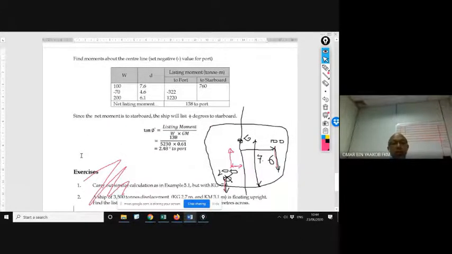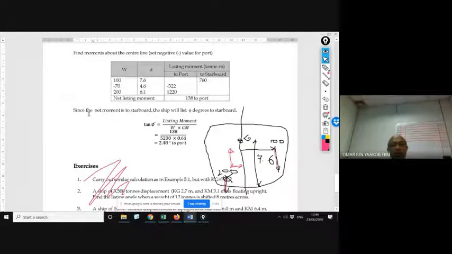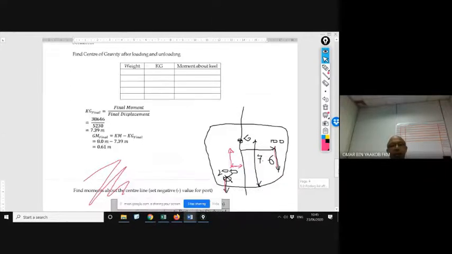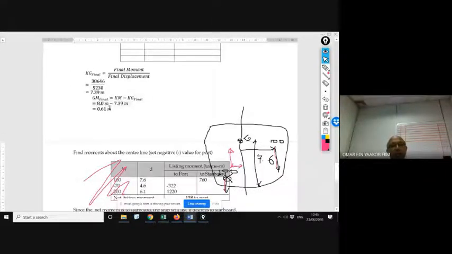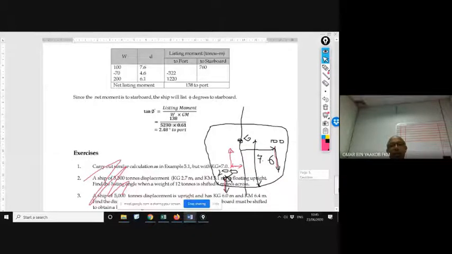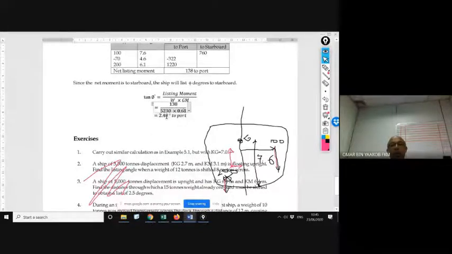Betul pula kat sini. Here, this one is correct. So since the net moment is to starboard, the ship will list 5 degrees to starboard. Right? So tan phi is listing moment divided by this. So the final listing moment is 138 to port. So divide by 5230. So 5230 is correct. It's the total displacement. And this one, if you calculate the GM correctly, somehow something is not right. Can check. Then you should get the 0.661 GM and finally get the point.